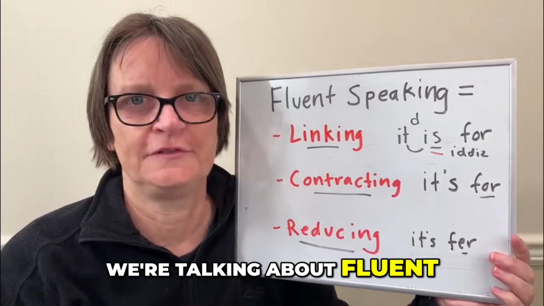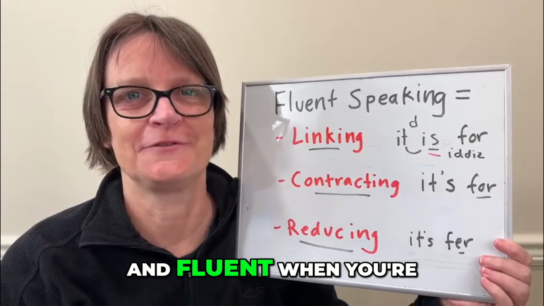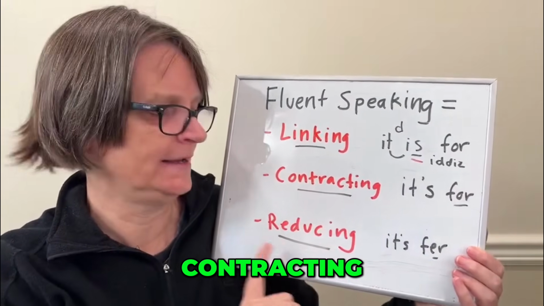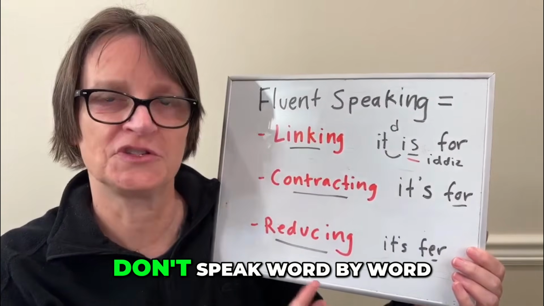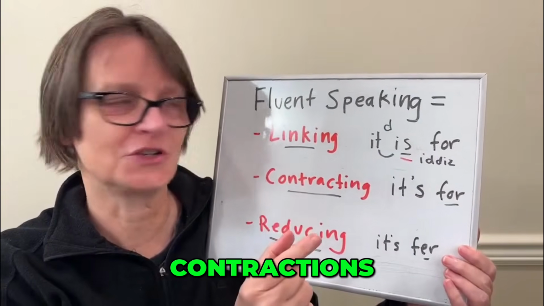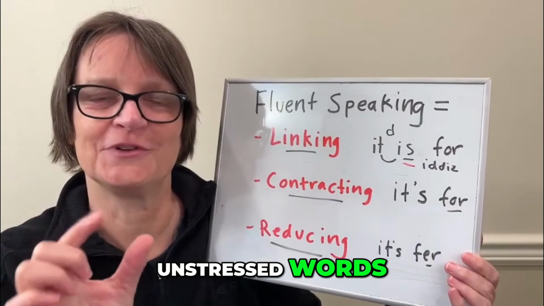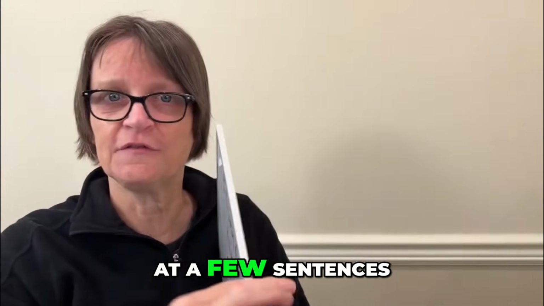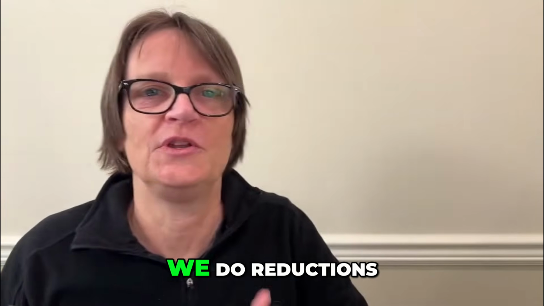Talking about fluent speaking and some of the components that can make you sound natural and fluent when you're speaking English. Linking, contracting, and reducing are three of the main elements we do where we don't speak word by word. We contract certain helping verbs into contractions, we link, and we also reduce small unstressed words so that we can say them fast and make the rhythm accurate. So we're going to look at a few sentences for some examples to help you understand how we do reductions.